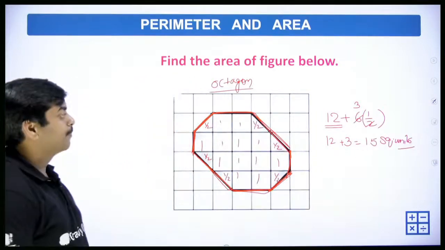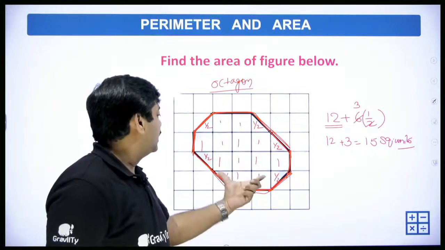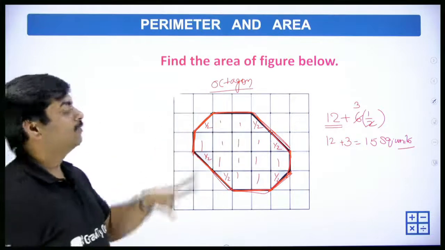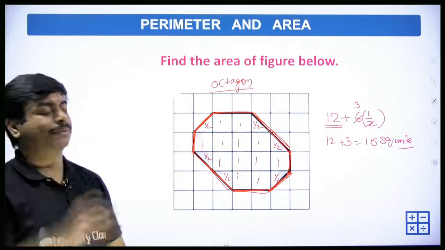Once again, let me check that. 1, 2, 3, 4, 5, 6, 7, 8, 9, 10, 11, 12, 13, 14 and 15, right? 15 square units is the area of the given figure. All these are approximately correct, not exact.